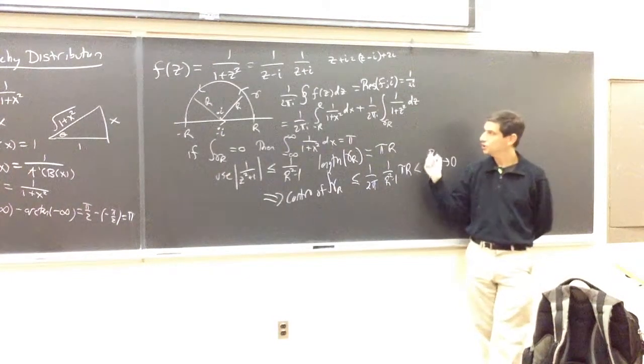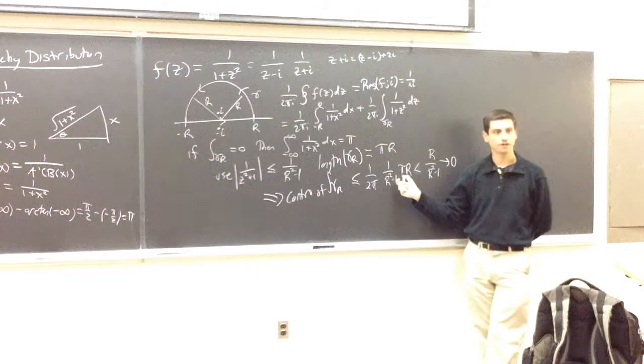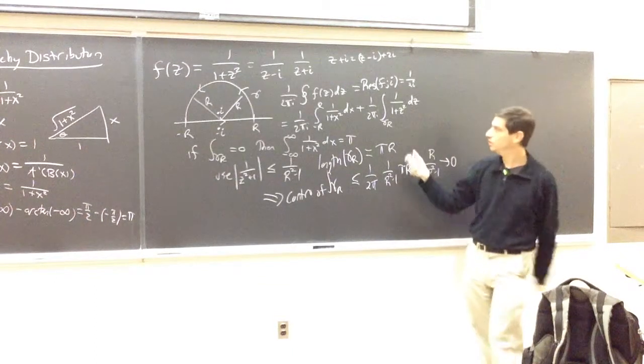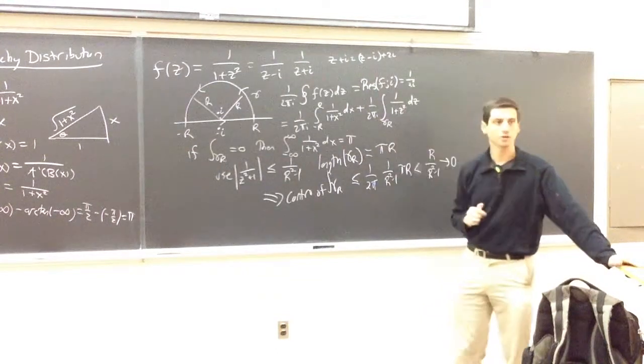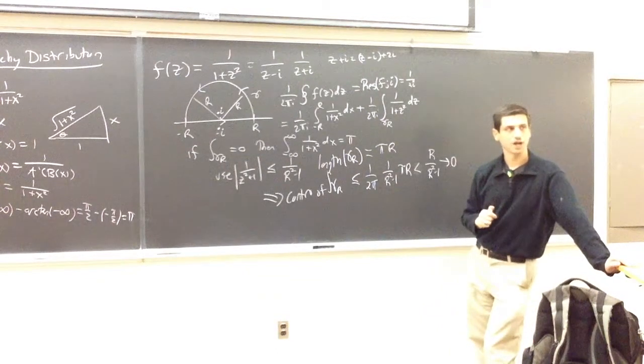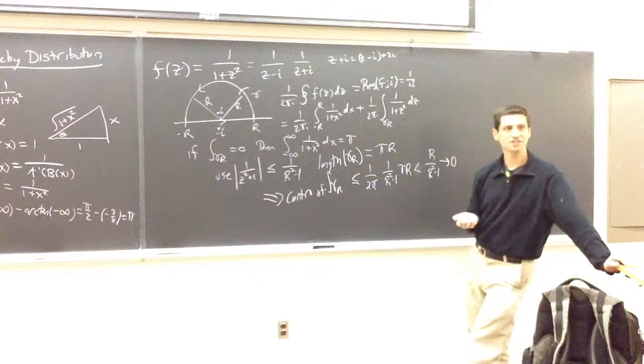So what was nice is we didn't need the full strength of the decay here. We didn't need that it was 1 over r squared. We just needed that it was something a little bit better than r. And so now the contribution of this piece is 0, so this piece equals that piece, and there we go. I find this is a lot easier than the arctangent.